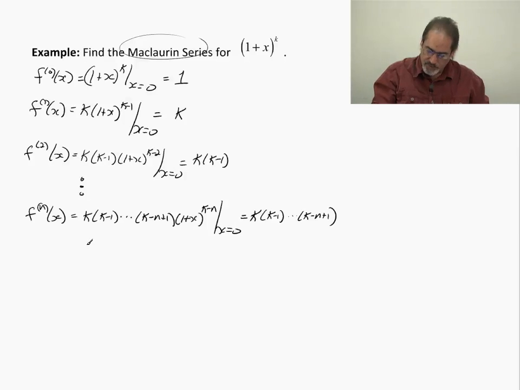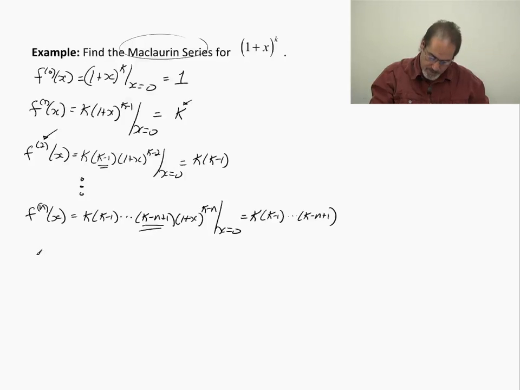Now, if you wonder where this k - n + 1 comes from, look up here. n is 2 in this case, so k - 2 + 1 is k - 1, which is right there. Here, n is 1, so k - 1 + 1 is just k, which is what we had right there. So it makes sense that the nth derivative is going to give me this k - n + 1. So now I can use this to put together the Maclaurin series.